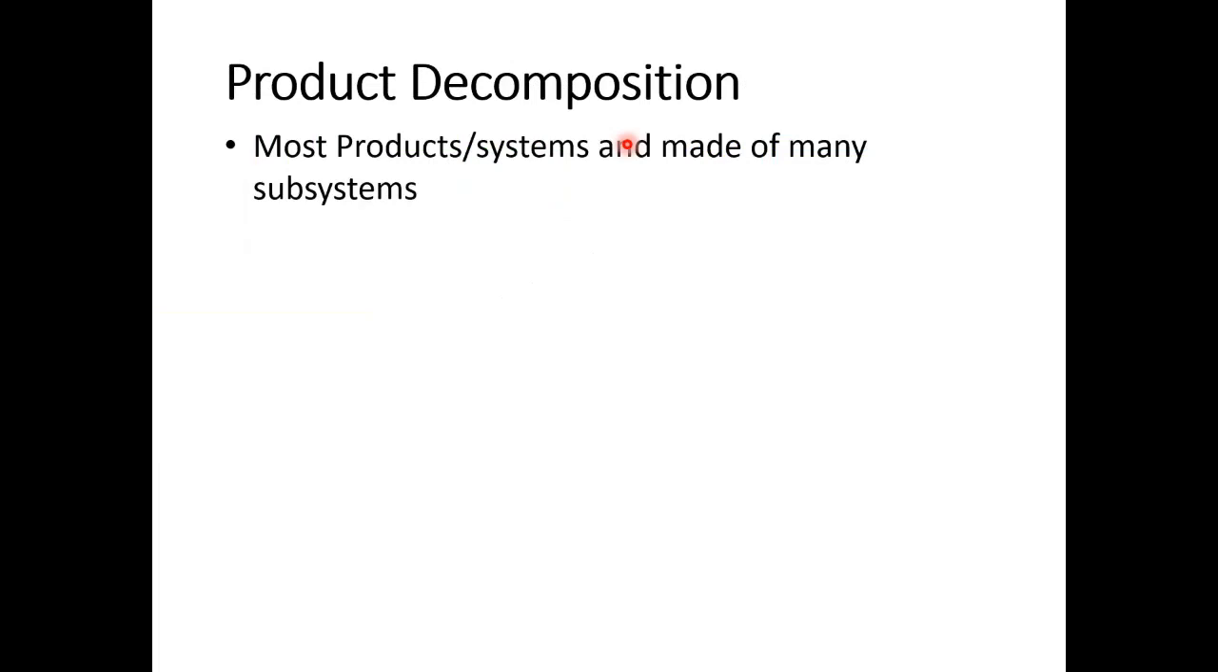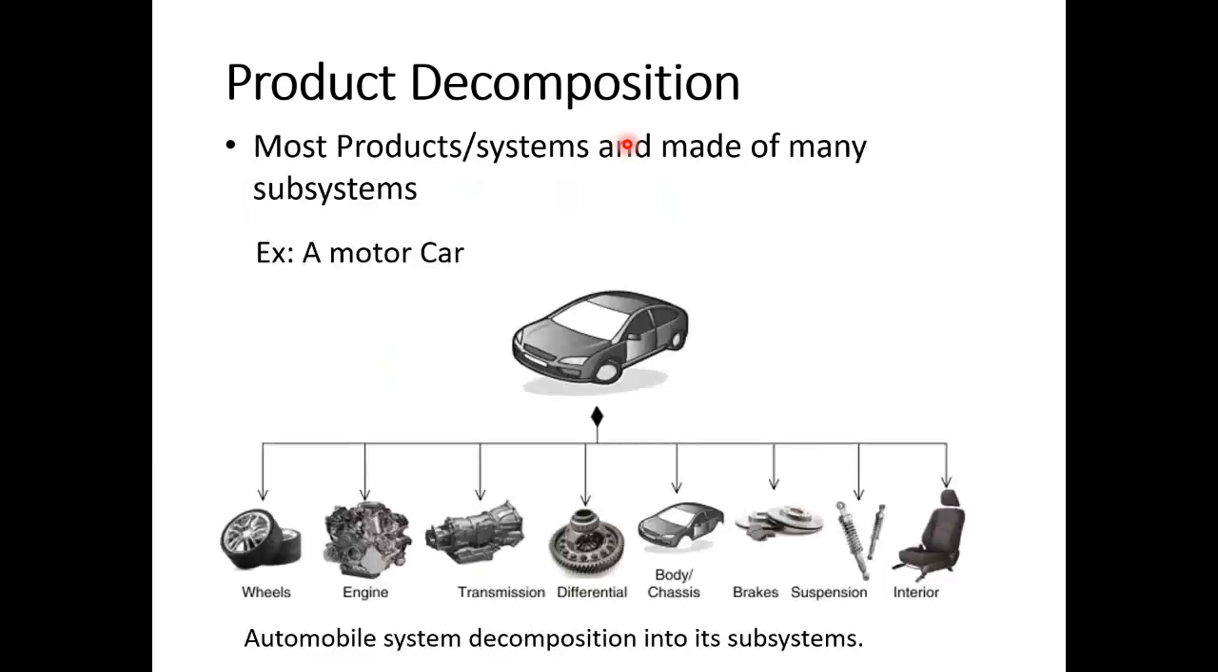Now, one of the first things that we need to do in reverse engineering, as I mentioned at the beginning, is to decompose the product, or disassemble the product, into different parts. Usually most products are made using several sub-products or subsystems. For example, if you take a motor car, you have wheels, engines, transmission systems, bodies, chassis, brake system, suspension system, and the interior seating and things like that.